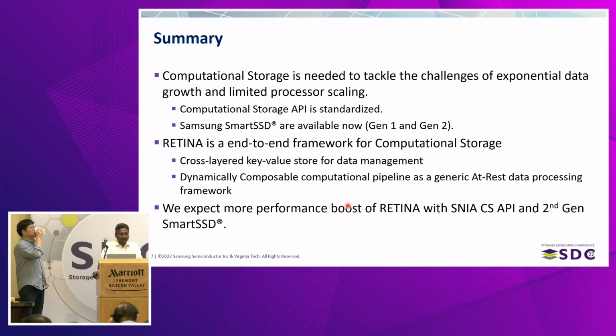Thank you, Professor. As a summary, what we have tackled here is the challenge of exponential data growth and limited process scaling by using computational storage APIs, the standardized SNIA CS APIs, and the Samsung SmartSSD, which is available as both Gen 1 and Gen 2. We spoke about the RETINA end-to-end framework, which is a use case for computational storage. As ecosystem development, this is the first use case we have tackled outside of Samsung: a cross-layered key-value store for data management and a dynamically composable computational pipeline as an end-to-end application, given the SNIA standard APIs and the TP4091 command set with computational storage Gen 2. And we expect more performance, as explained in the previous slide, with Gen 2.